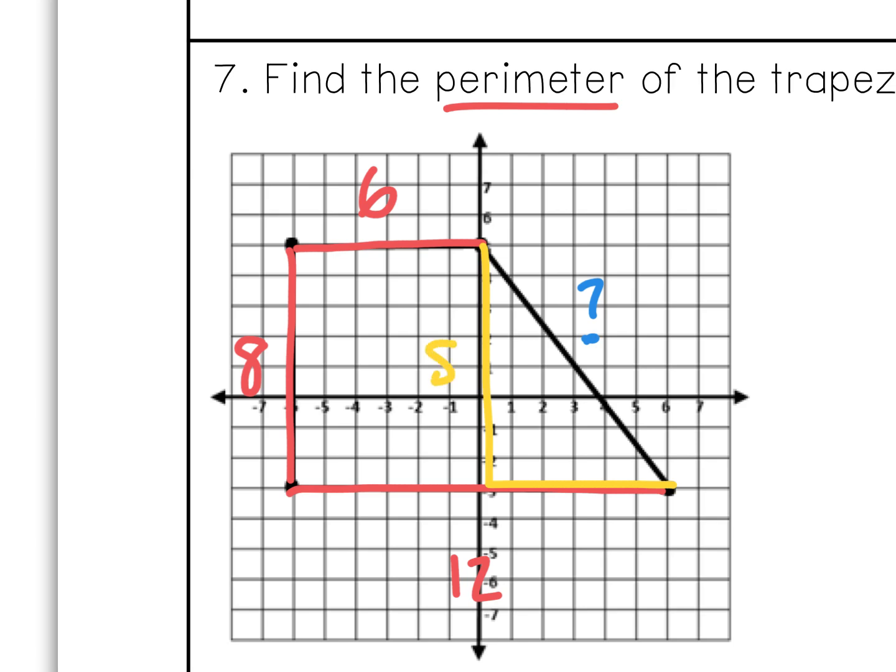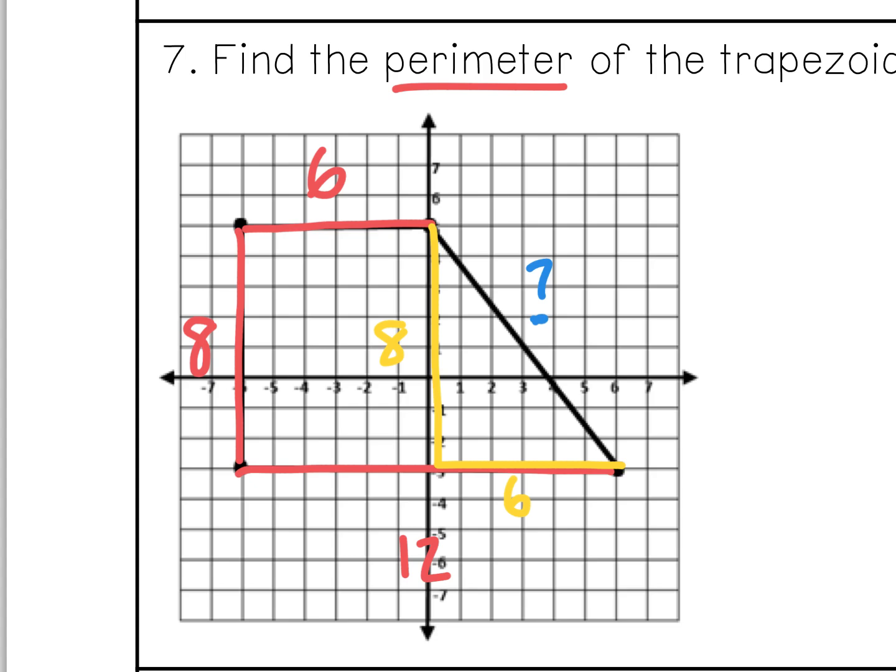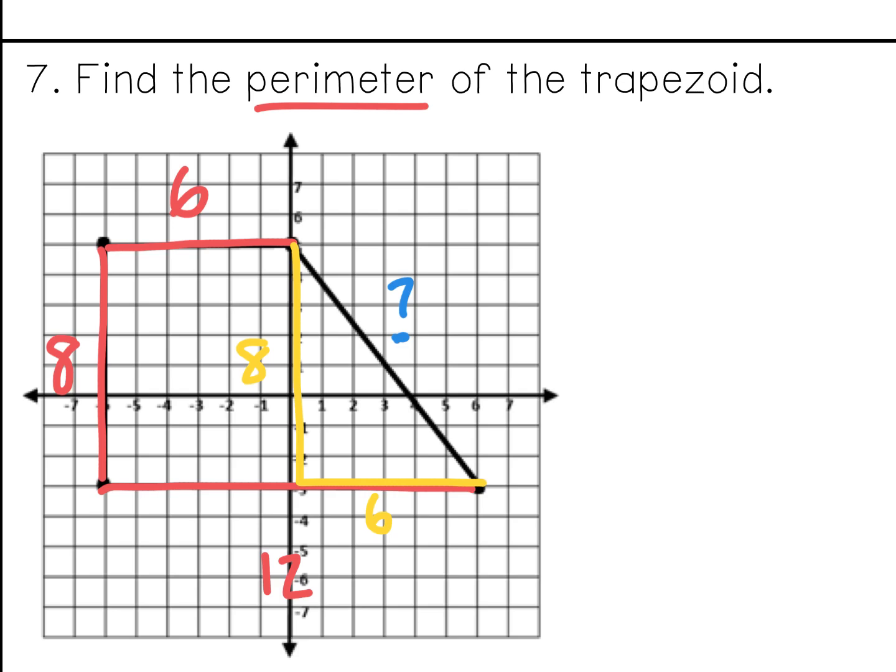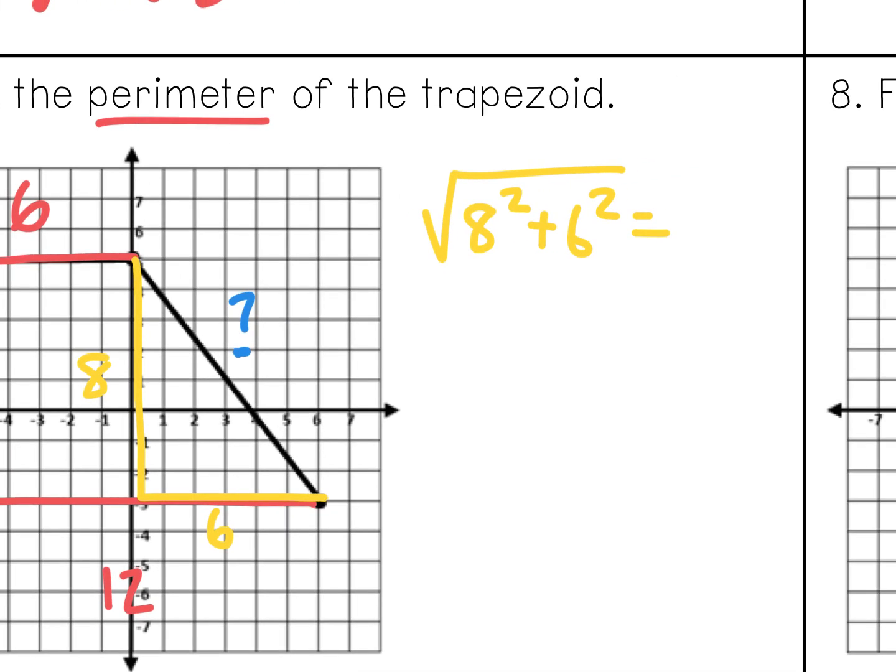How wide is that value? 6. 8 and 6. So what do I do with those two things to find the missing piece? We do the square root with addition. Okay, so square root of 8 squared plus 6 squared. And when you plug that in, you get 10.